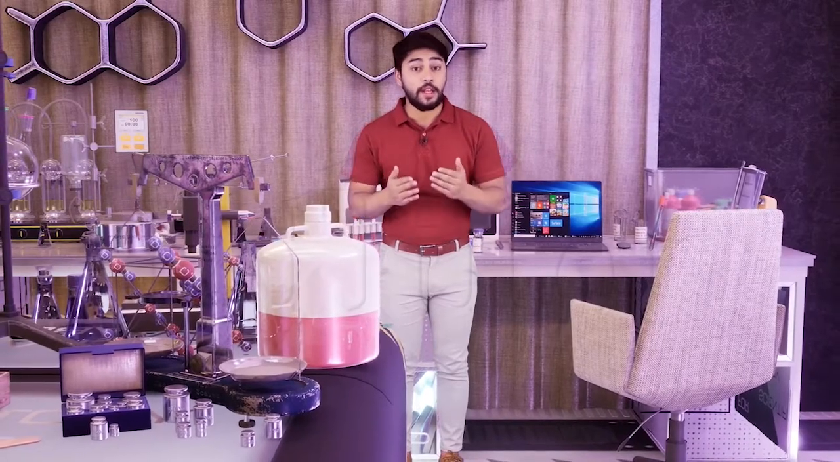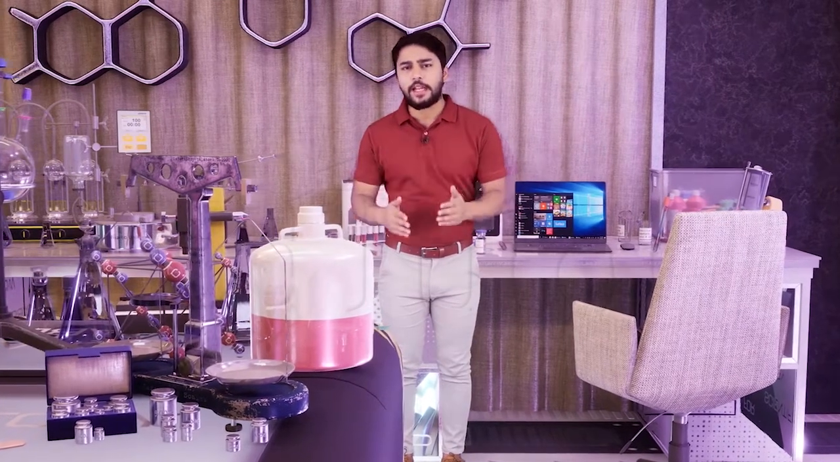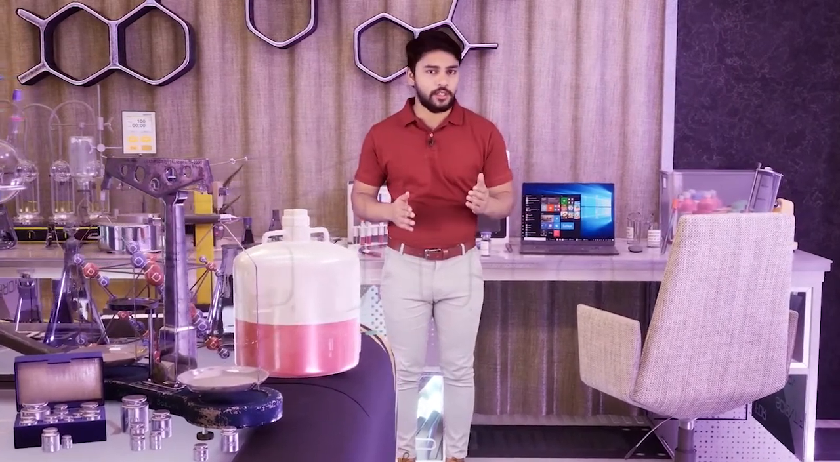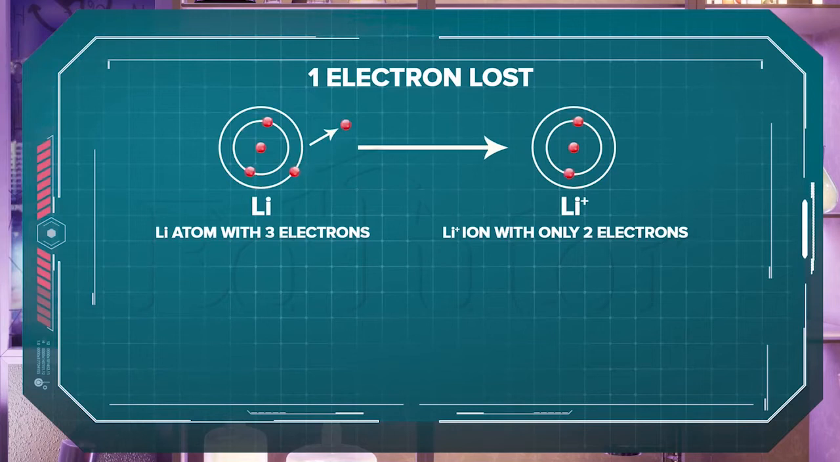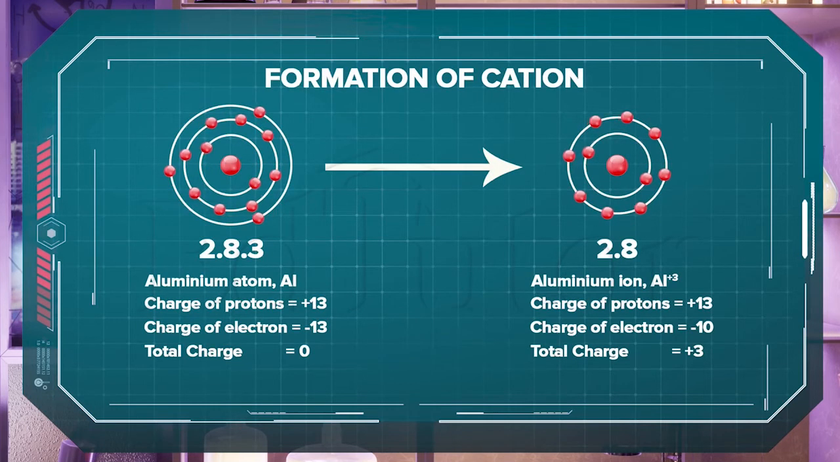Now, depending upon the number of electrons an atom loses, it will carry that particular number of charges. For example, if an atom loses one electron, it will be represented by +1 as a superscript of its symbol. If an atom loses 2 electrons, it will be represented by +2 as a superscript of its symbol. And if an atom loses 3 electrons, it will be represented by +3 as a superscript of its symbol.